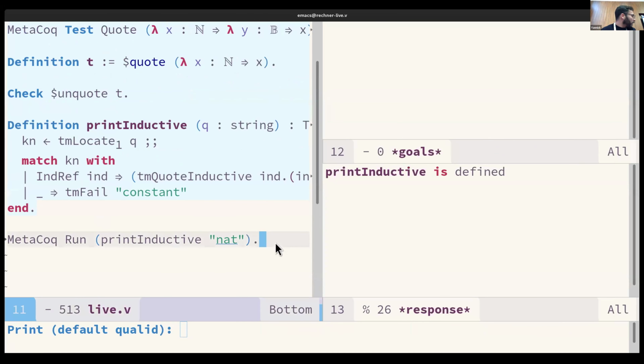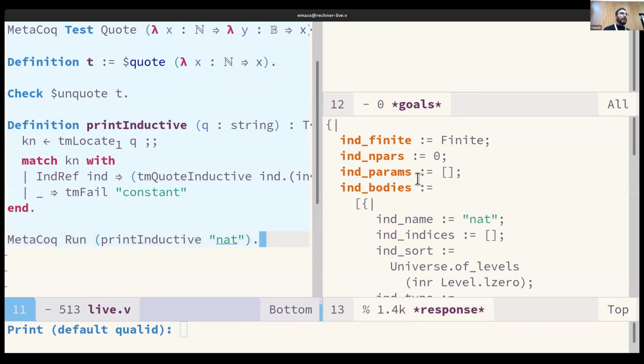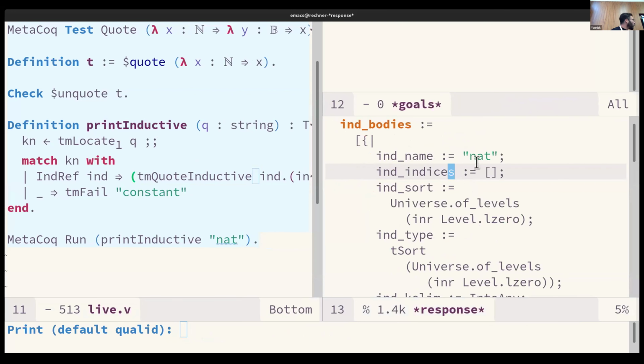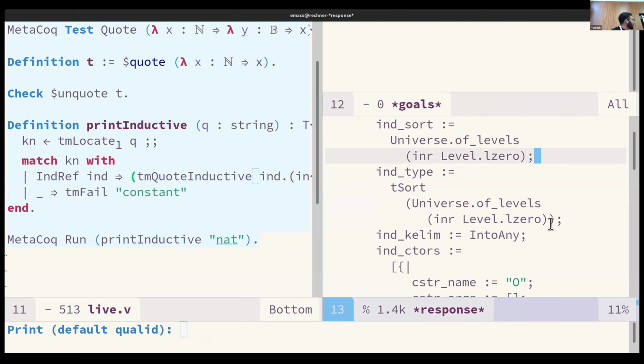Good. Now if I run that, it is hopefully going to print exactly all of the information we got. I located the thing to get the expanded name, then looked it up in the global environment and quoted it to get the representation in the kernel, which has all of the information about the inductive. It tells us that this is a finite inductive type, which just says it's inductive and not co-inductive. It does not have any parameters, thus no context of parameter types. It has exactly one body, which is called nat. It does not have any indices. It lives in the lowest universe level sort.